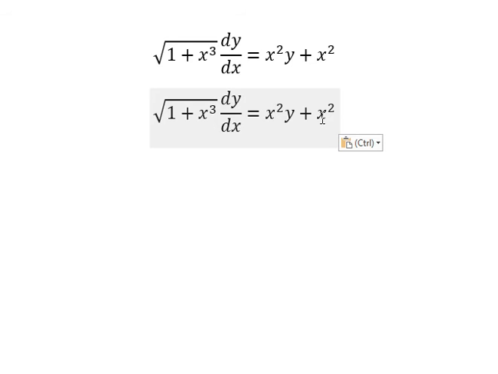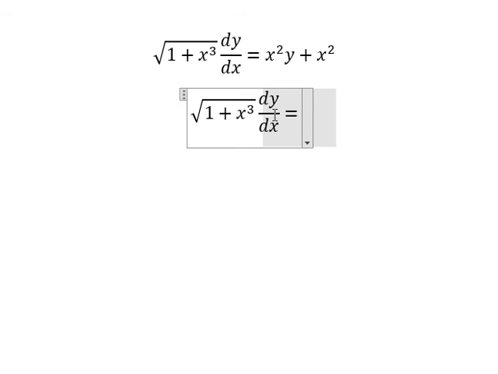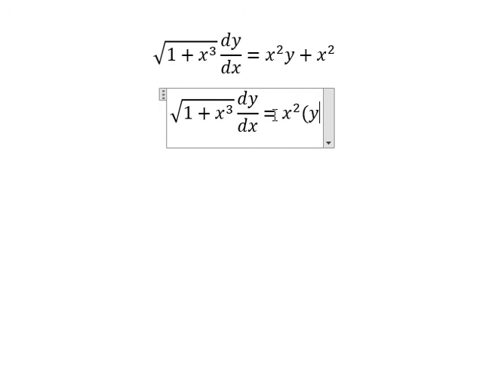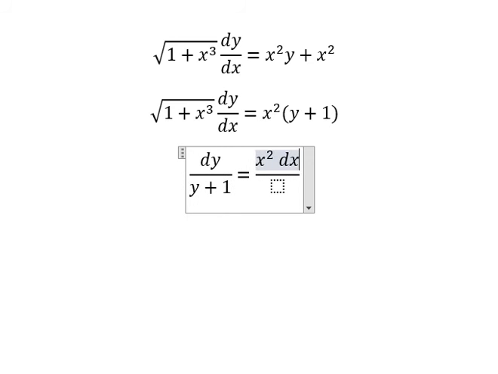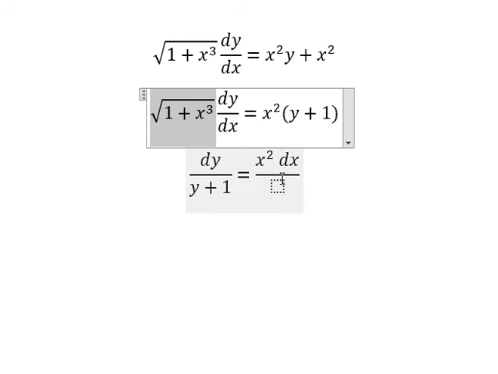We have s squared and s squared. We can do factorization. Next, ds and the square root of 1 plus s to the power of 3 we put on the right, y plus 1 we put on the left. So you get dy over y plus 1, and this one we have s squared ds over the square root of this one.